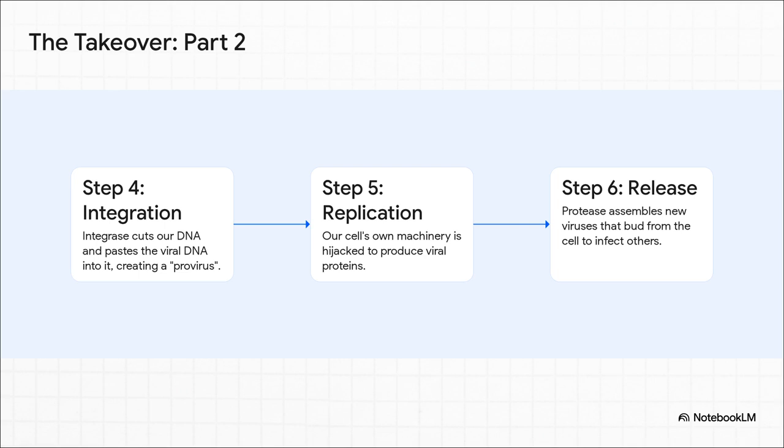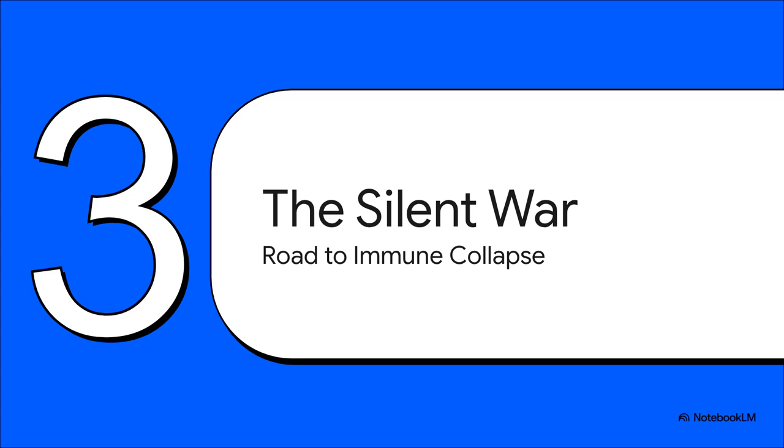This creates what's known as a provirus. From that moment on, our cell has been hijacked. Its own machinery is now forced to read this enemy blueprint and start churning out viral parts. Finally, the third enzyme, protease, acts like a pair of molecular scissors, snipping and assembling all those parts into new, fully functional viruses, which then bud off from the cell to start the cycle all over again. Now, here's the truly insidious part of HIV's strategy. This whole hostile takeover doesn't happen with a big bang.